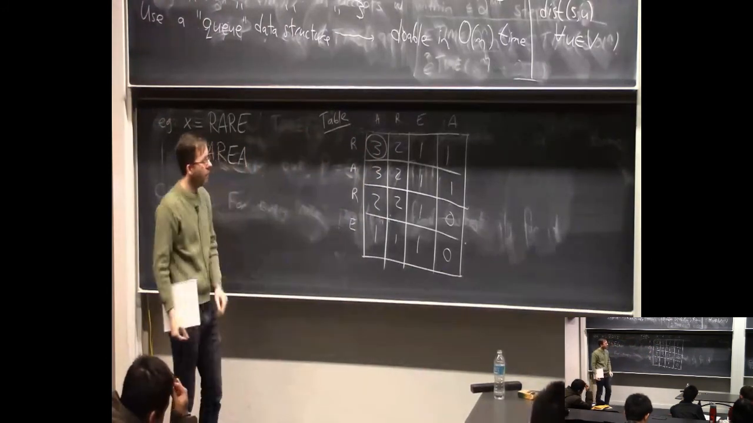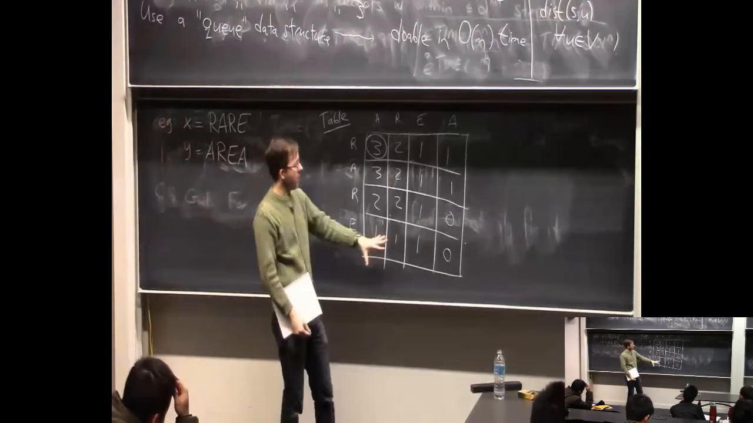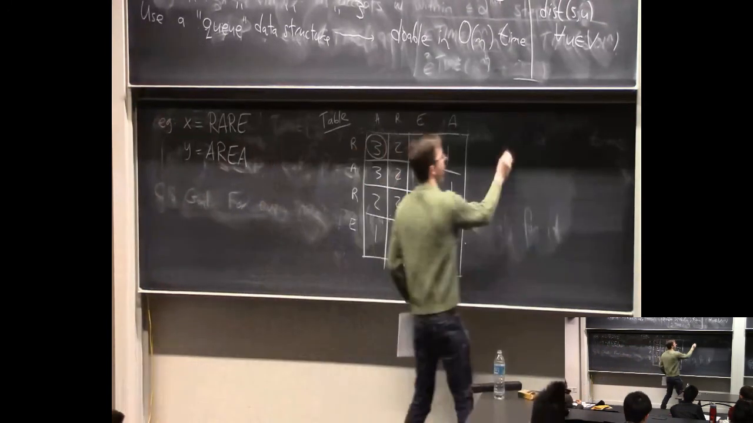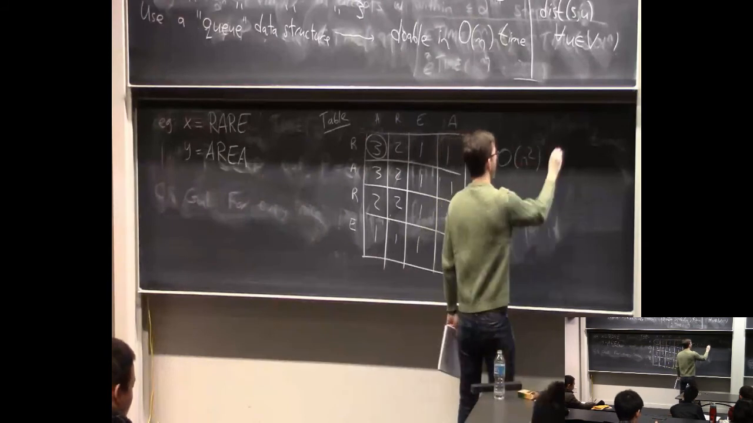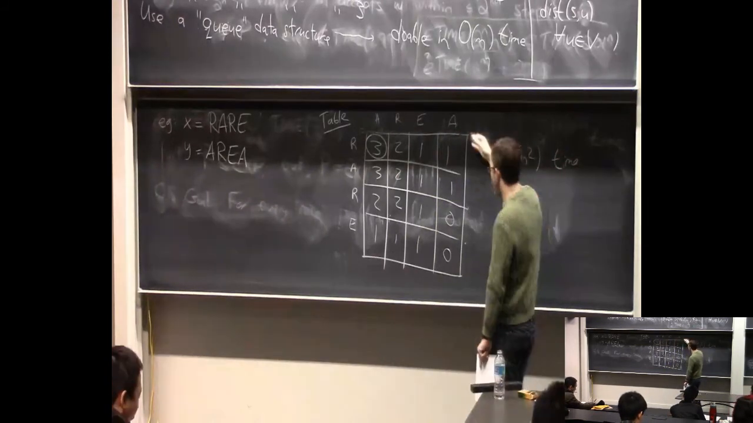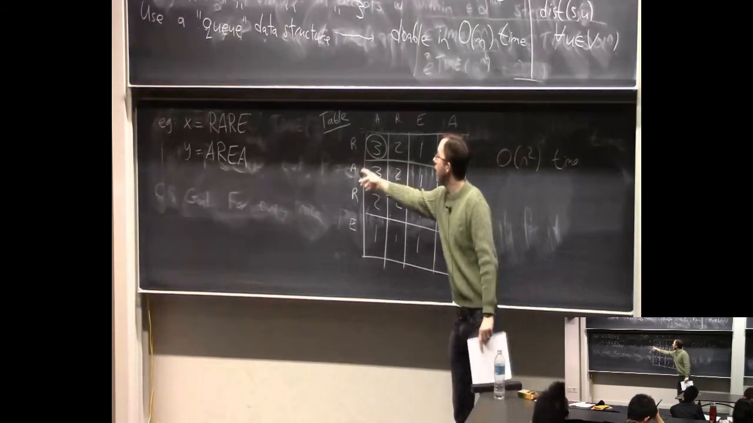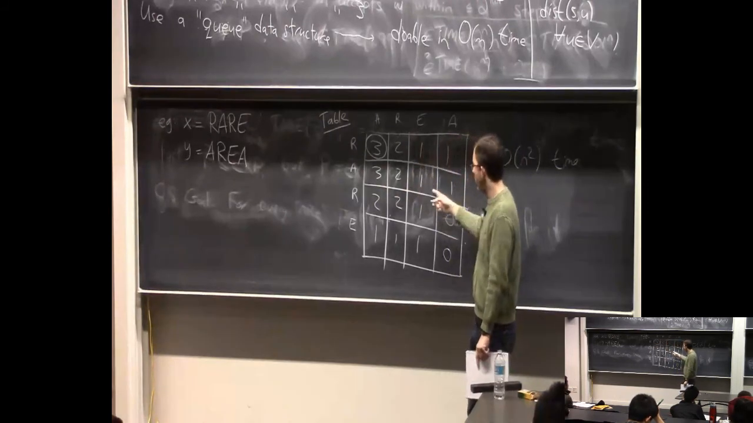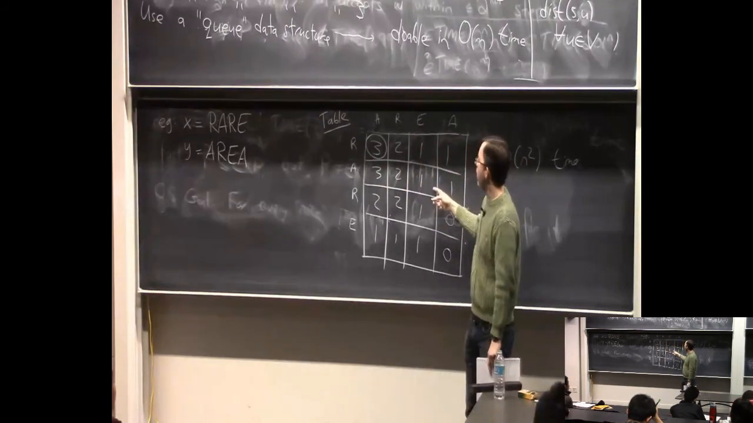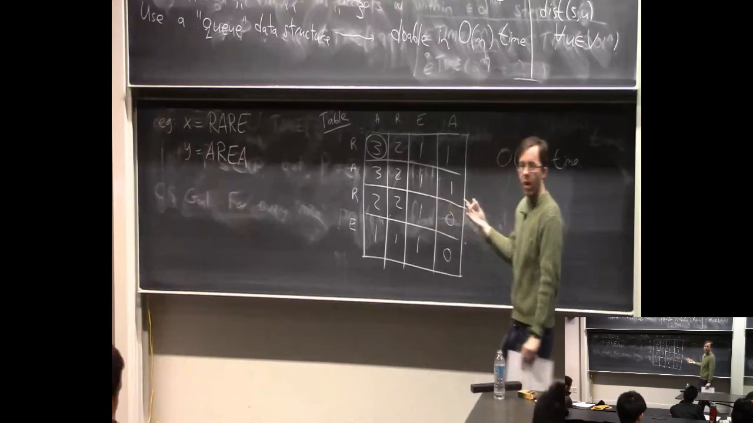Okay, and that's the end. That's the answer. So you just illustrate this to say that you can do this whole algorithm in order n squared time, because to fill in a table entry, you just have to check if the letters are the same. In that case, you do 1 plus this guy. Otherwise, you do the max of these two guys. So you do a constant amount of work per table entry.